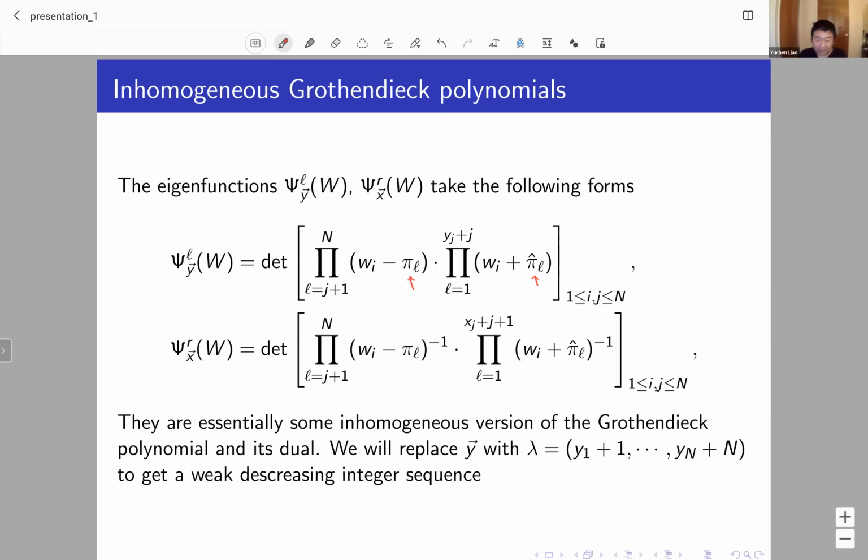But what's happening is, as usual, you take π_L to be all zero and π_L hat to be all one. Then this is precisely the Grothendieck polynomial. Or maybe it can also be called the spin Schur polynomial, because it's the Schur degeneration of the spin Hall-Littlewood, essentially.